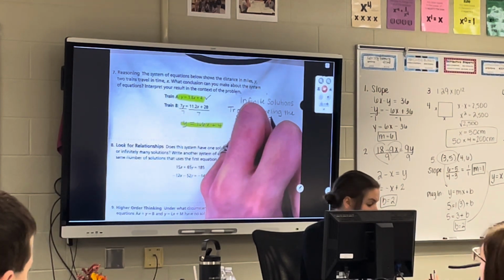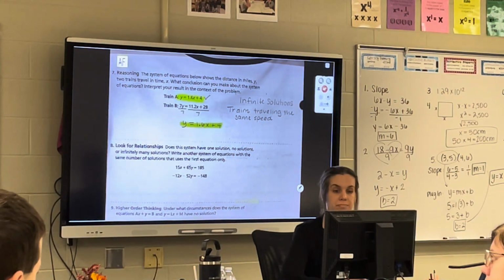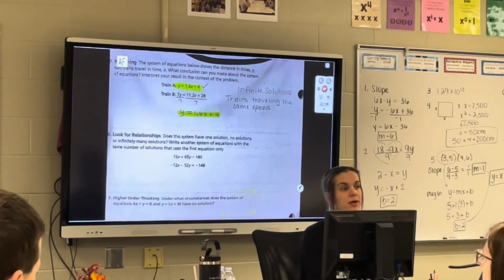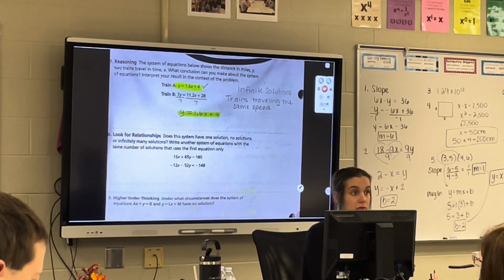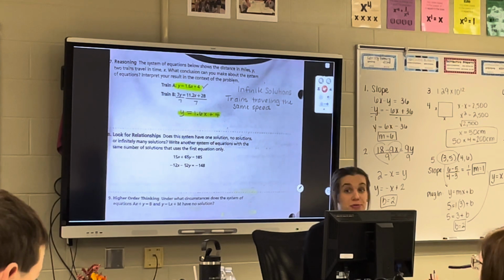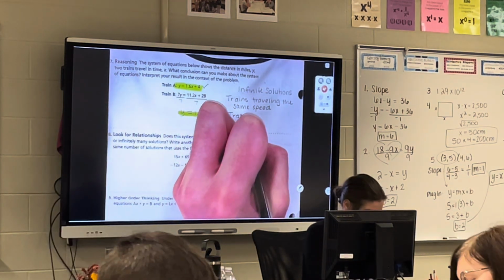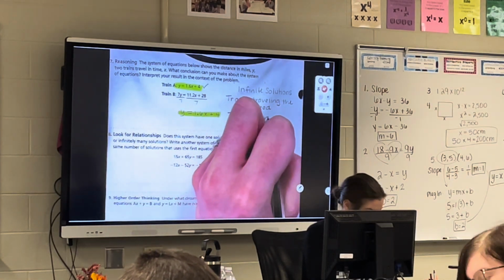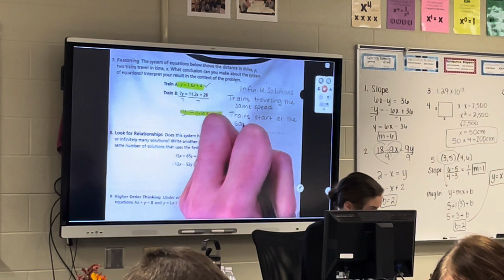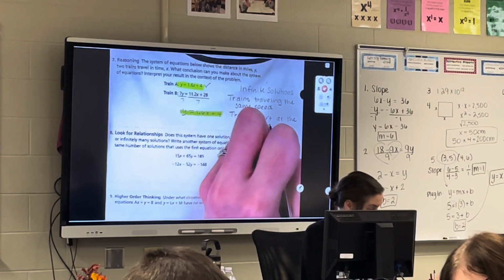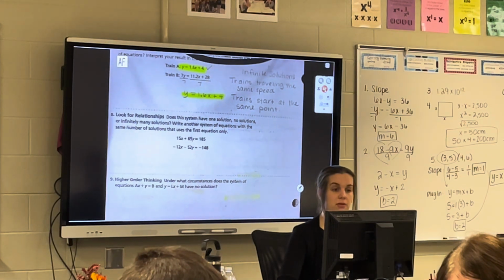What does your y-intercept tell you? Anytime you are graphing, what does the y-intercept tell you? Where you start. So in other words, the trains start at the same point. In other words, the trains are going to be doing the same thing all the way through.